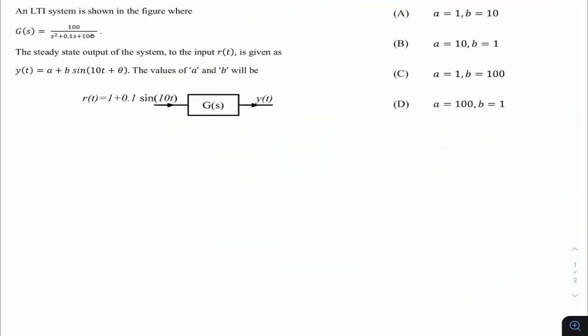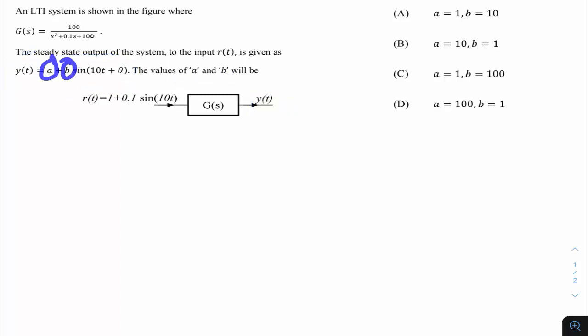This question was asked in GATE 2022 Electrical. You may say this question is from control systems and from the frequency response analysis topic. The question is, an LTI system is shown in the figure. This is the LTI system where G of S is given as the transfer function. The steady state output of the system to the input r of t is given, and the output y of t expression is given. The values of A and B will be? So what are A and B?